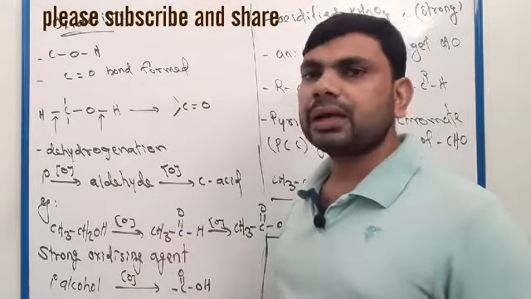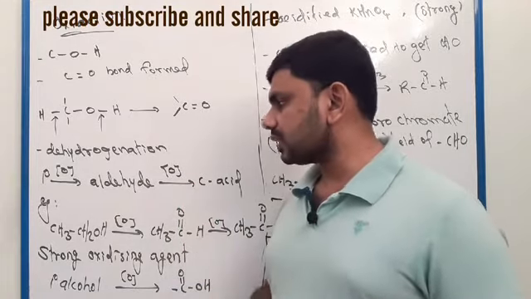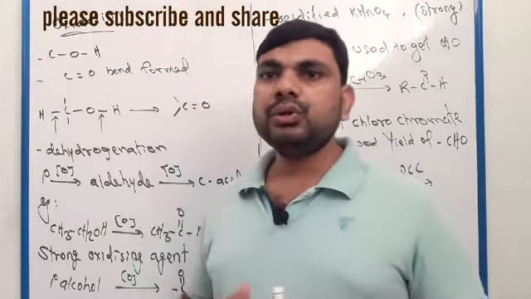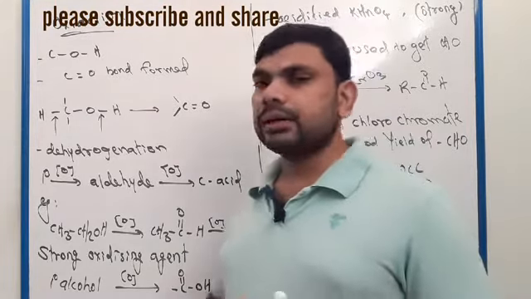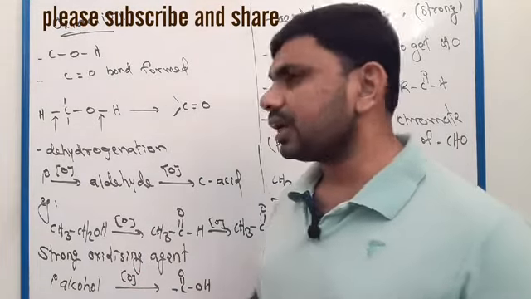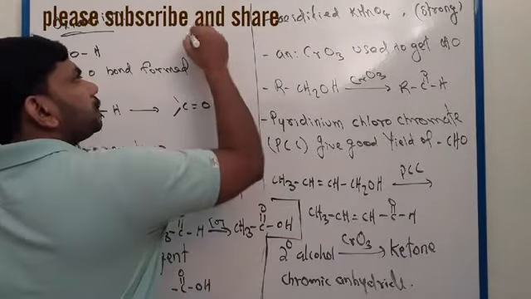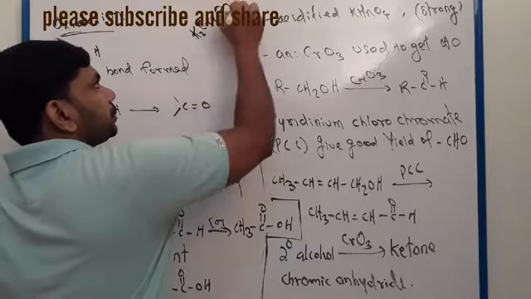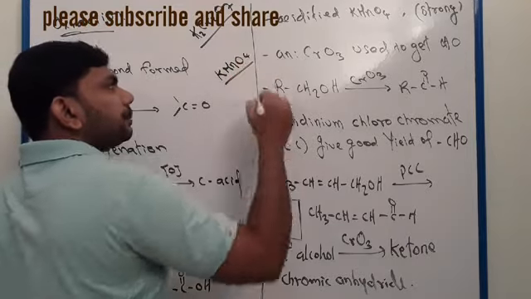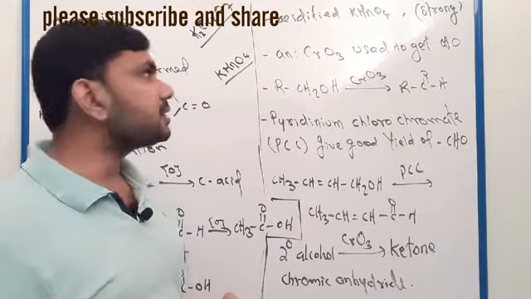Also remember, primary alcohol after oxidation gives aldehyde, and aldehyde on further oxidation gives carboxylic acid. For oxidation we use an oxidizing agent: acidified potassium dichromate, K2Cr2O7, or acidified potassium permanganate.